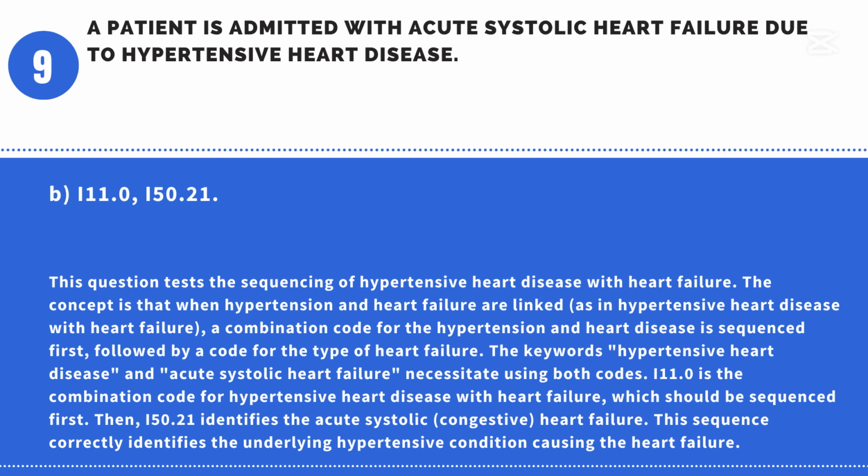The concept is that when hypertension and heart failure are linked, as in hypertensive heart disease with heart failure, a combination code for the hypertension and heart disease is sequenced first, followed by a code for the type of heart failure. The keywords hypertensive heart disease and acute systolic heart failure necessitate using both codes. I11.0 is the combination code for hypertensive heart disease with heart failure, which should be sequenced first. Then, I50.21 identifies the acute systolic, congestive, heart failure. This sequence correctly identifies the underlying hypertensive condition causing the heart failure.